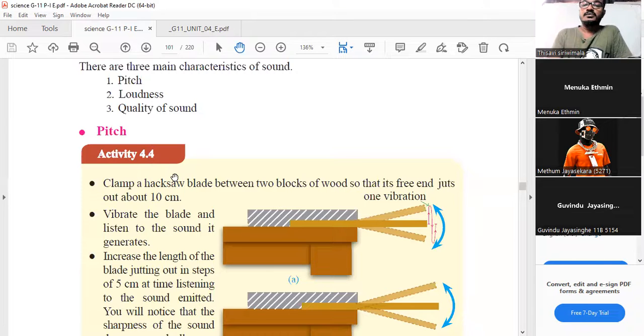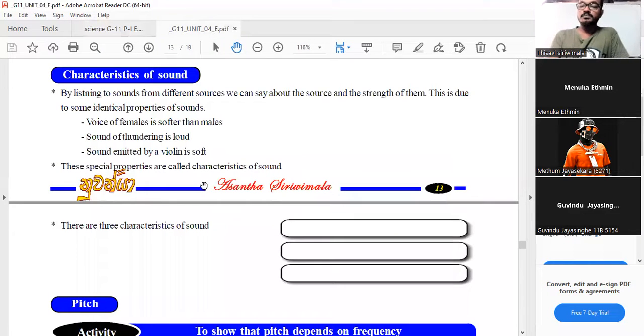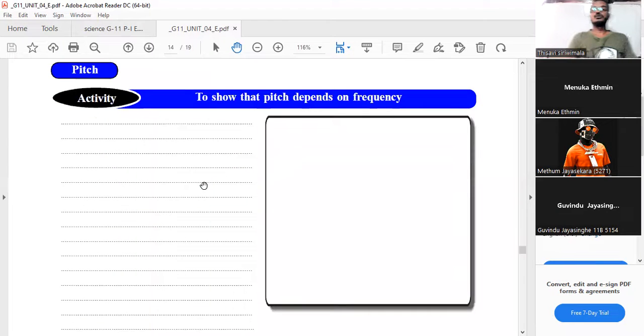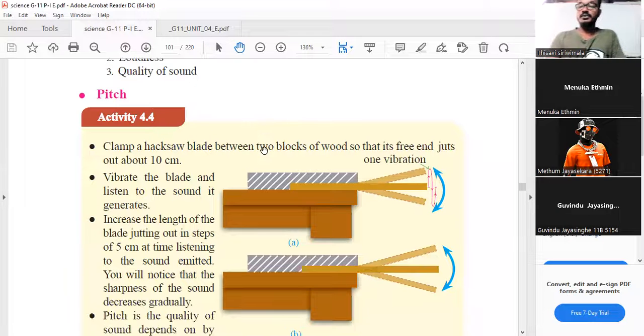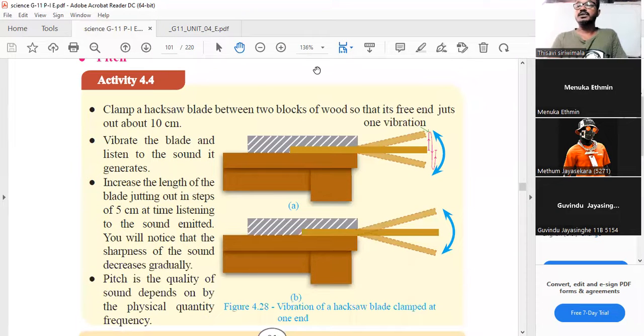Okay. So then we had to look at the pitch, to show that pitch depends on the frequency. Now there's a small activity. You have to draw these two diagrams. I'll draw it on the board.